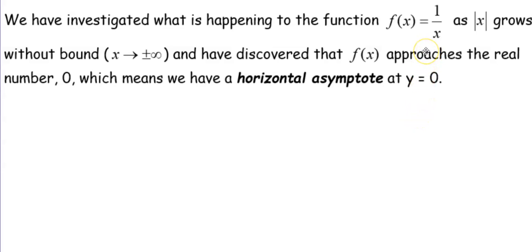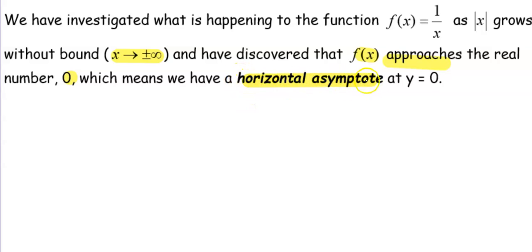Alright, so in the last video, we looked at our function f of x equals 1 over x. Remember, it is a reciprocal function, y equals 1 over x. And then we asked, what happens as x grows without bound, either to positive infinity or negative infinity? What we discovered was that as x goes incredibly far to the right or incredibly far to the left, f of x will approach 0, but it never really touches 0. That is a horizontal asymptote.